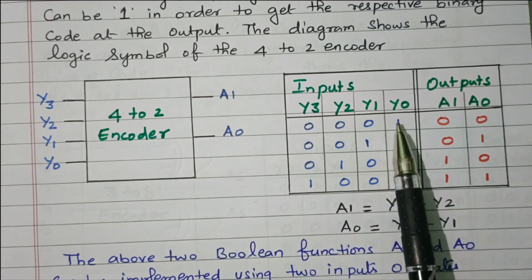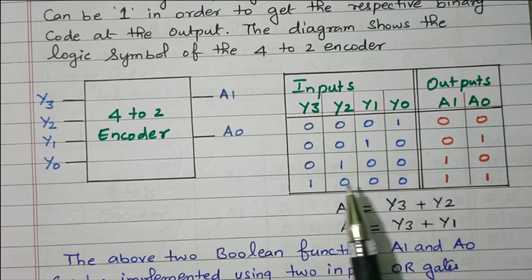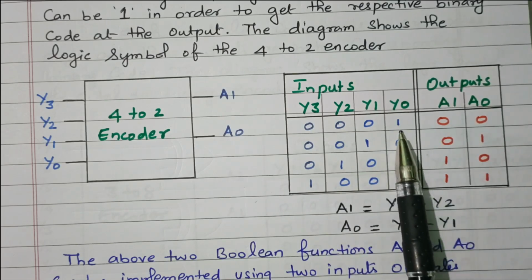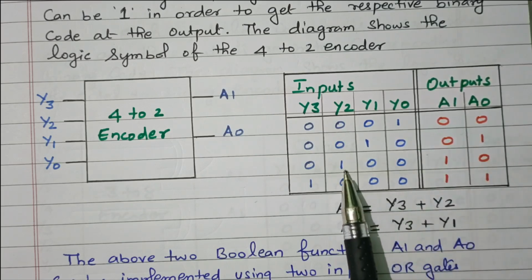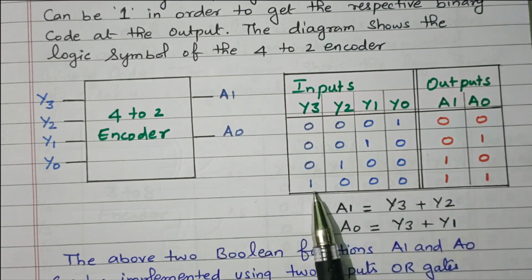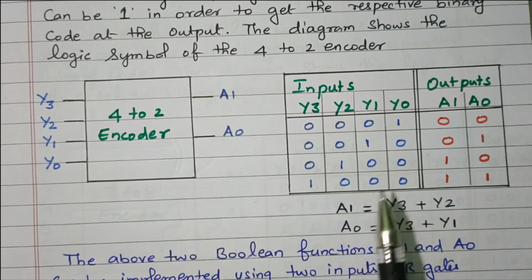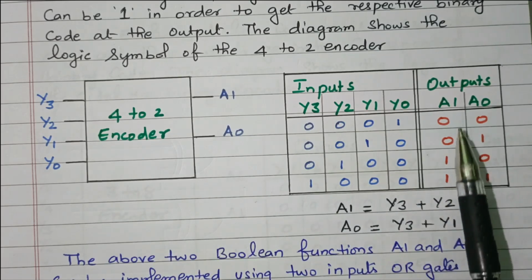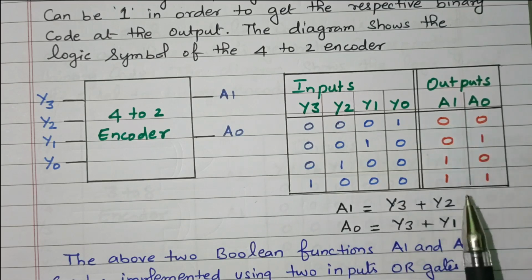So among y0, y1, y2, y3, any one digit is only 1. Based on that we got the respective output, these 4 combinations. y0 1 means 0 0, y1 1 means 0 1, y2 1 means 1 0, y3 1 means 1 1, right? Now we have the block diagram, then the truth table. Now we need to go for the logic diagram in order to produce the outputs a0 and a1 from these inputs.